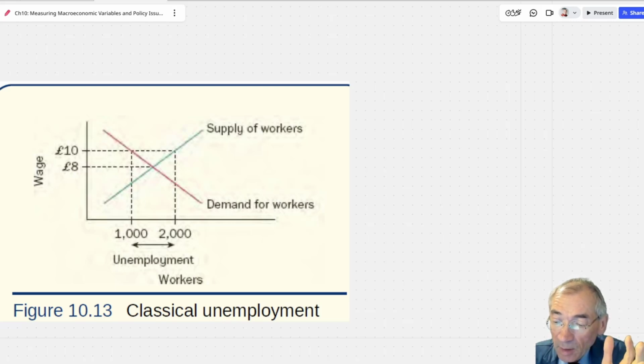The typical example where we can apply classical unemployment is to say: if there is a natural equilibrium at a price of 8, but an institution, and that could be a government or whatever, fixes a minimum price or a minimum wage of 10.